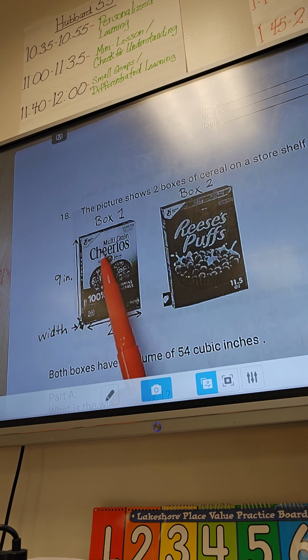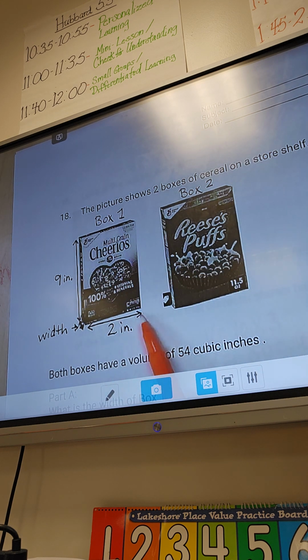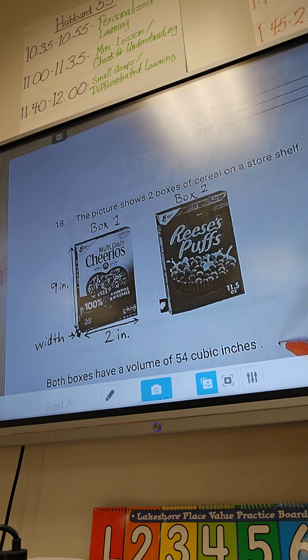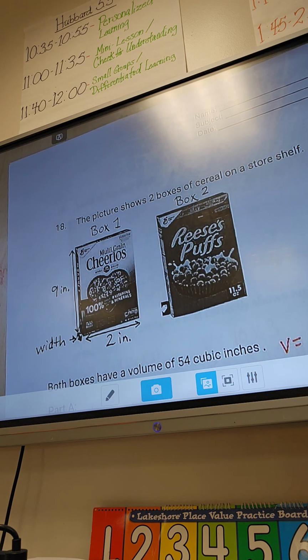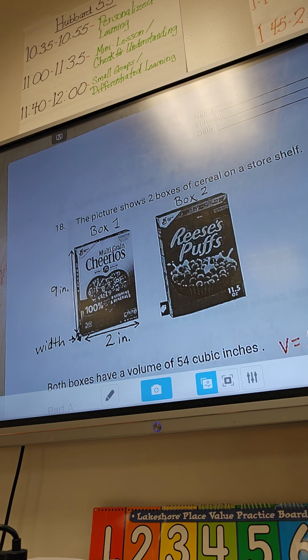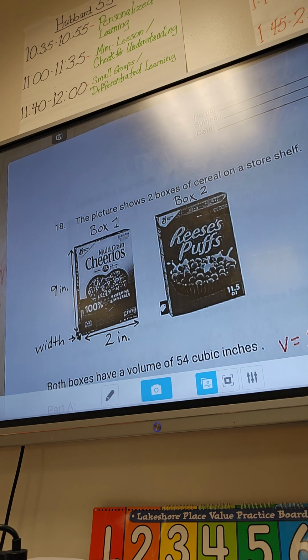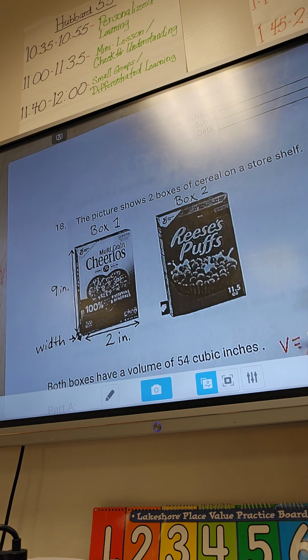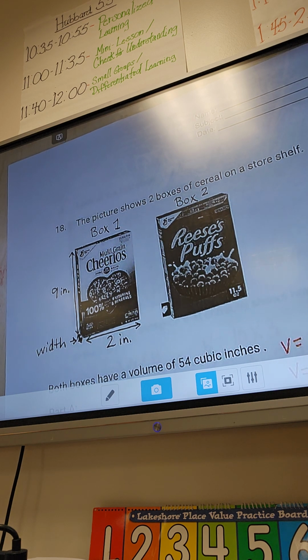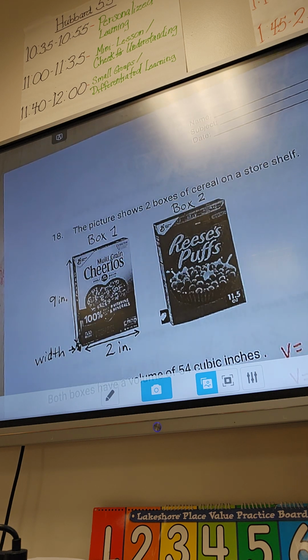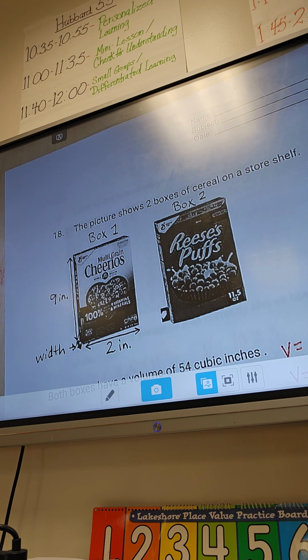So let's look. Box 1, the length is 2. So volume equals 2 times, we don't know what the width is, but we do know the height. So 2 times 9 is 18. So volume equals 18 times something. What can I multiply times 18 to get 54?